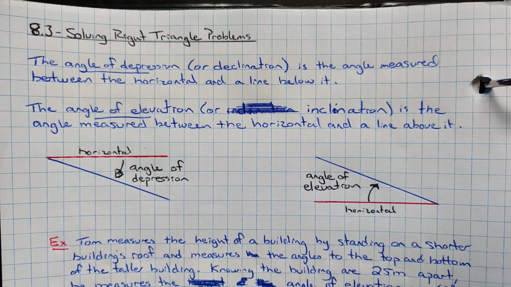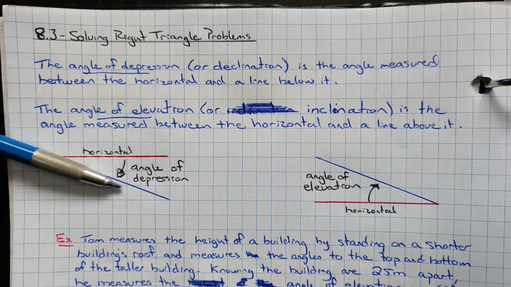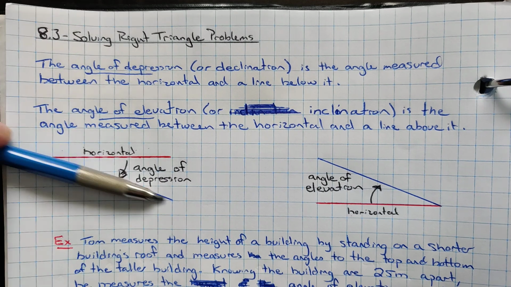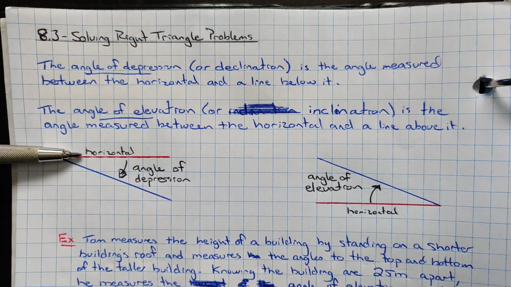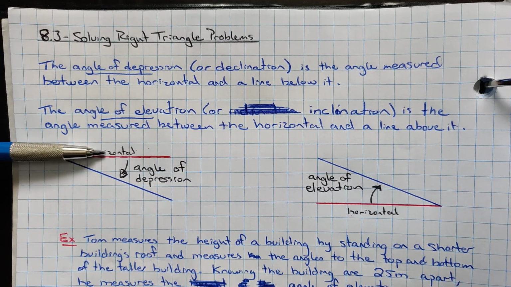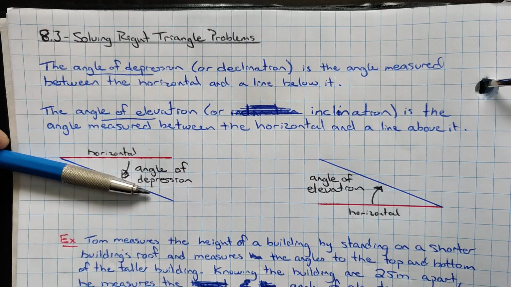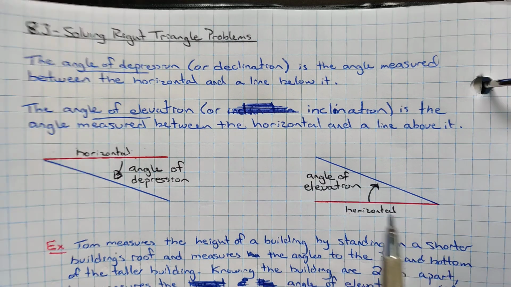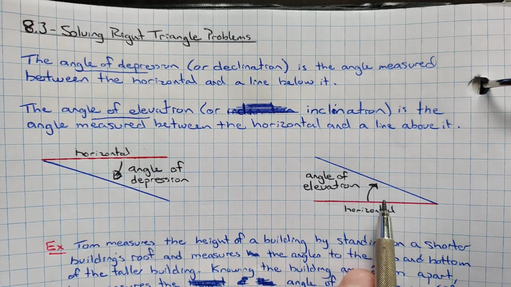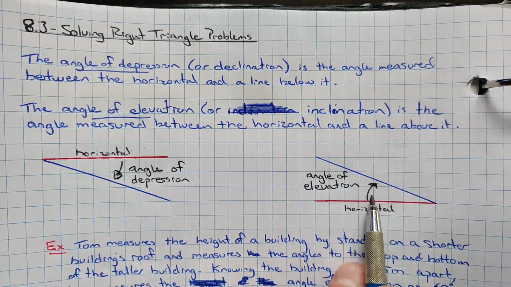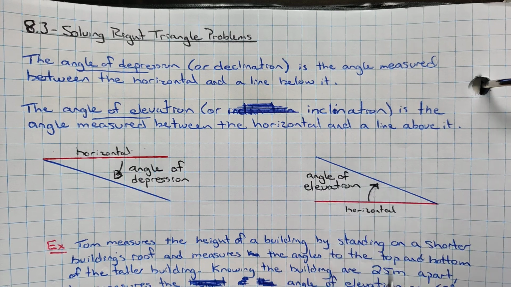So the way these are measured is that we have a line given to us, and then the angle of depression would be if we had a horizontal line, then it means it's going down from the horizontal line. In case of elevation, if we measure out a horizontal line, the angle of elevation is going up from the horizontal line. So we're elevating from horizontal.